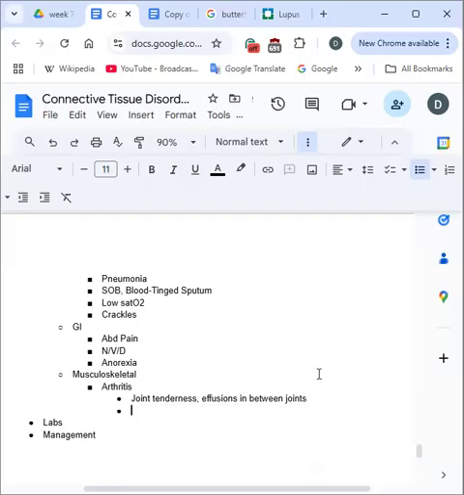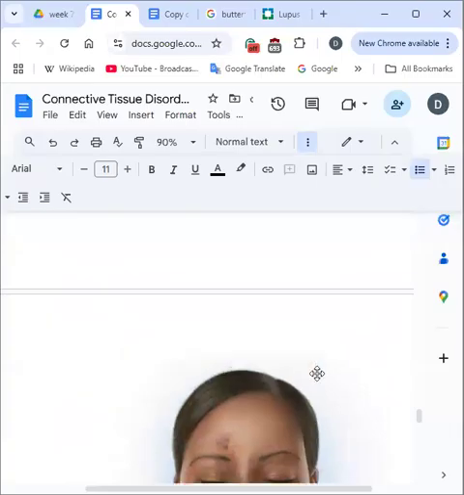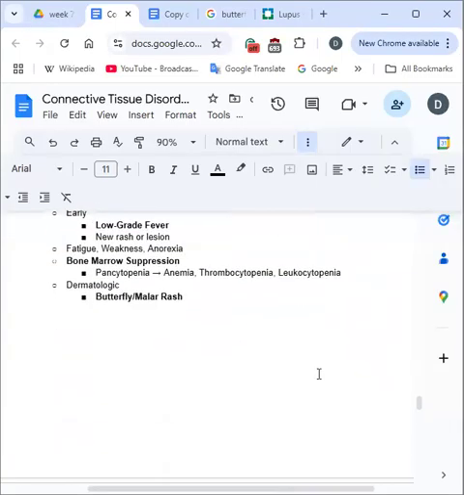Yeah, this one's a symmetric one. Kind of makes sense. This is an autoimmune condition, just like the RA, it's autoimmune, so it's also systemic.